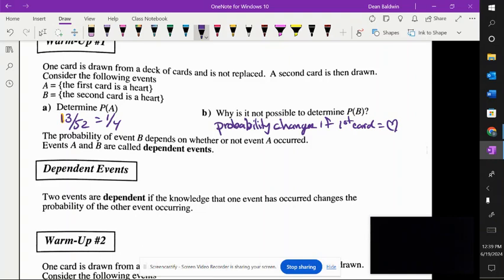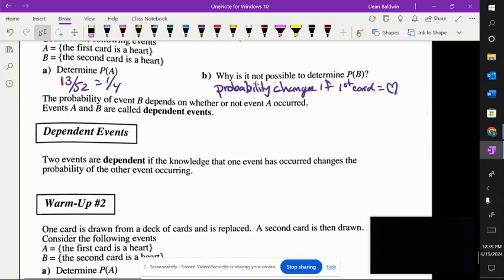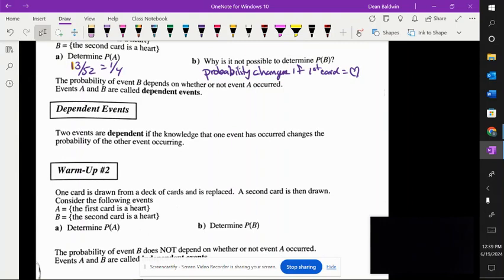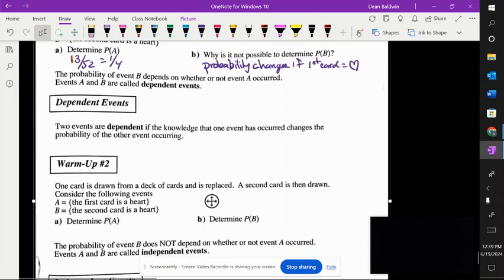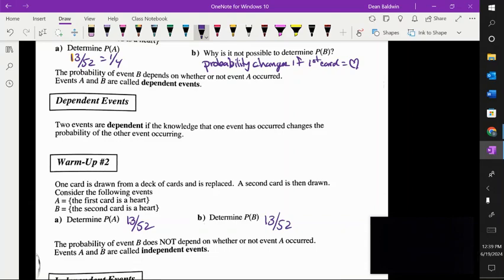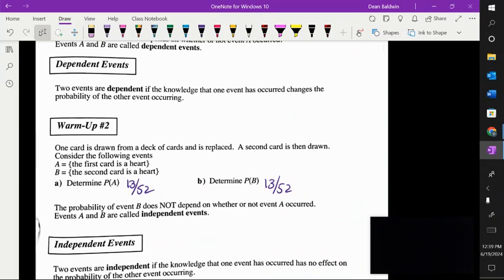So these are called dependent events. All right? Number 2. Same thing, except we replace the card now. So we draw it from the deck, we put it back in after we do that. What's the probability of getting a heart on the first one? 13 out of 52, that's the same. What's the probability of a heart on the second one? Same thing, 13 out of 52, because we put it back in. So these are independent events, okay?